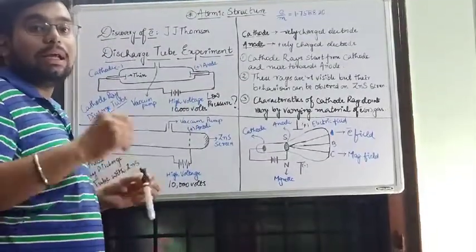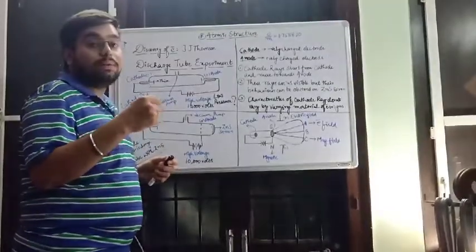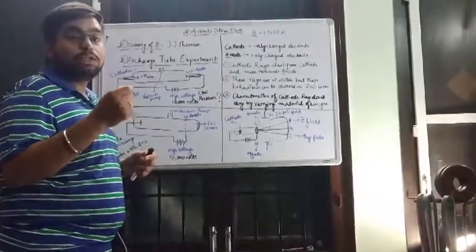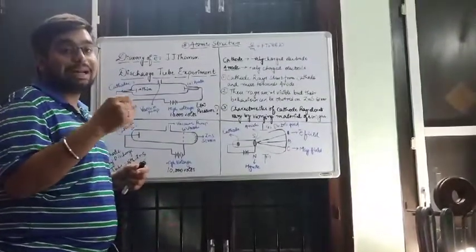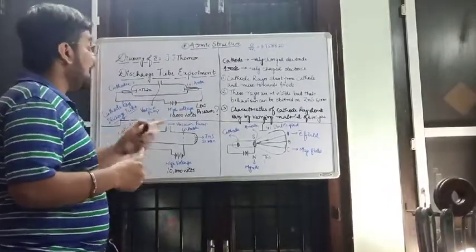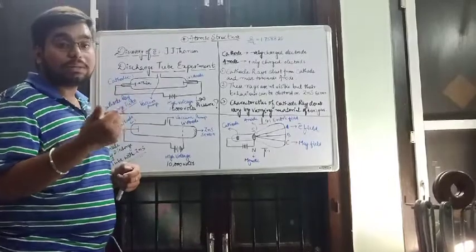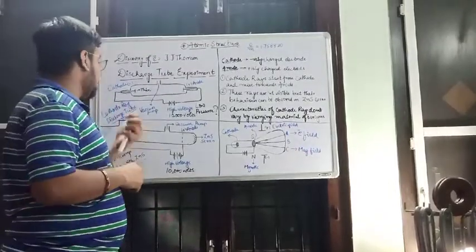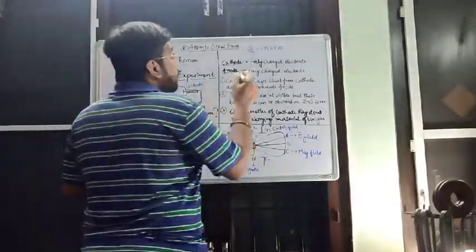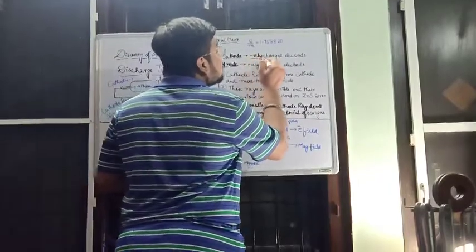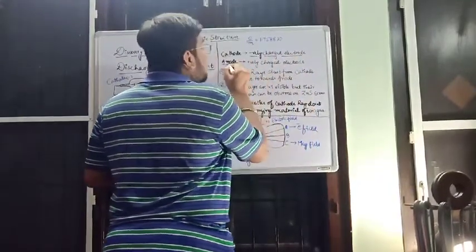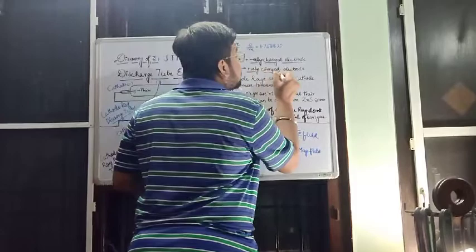We know that cathode is a negative electrode towards which cations are attracted, and anode is a positive electrode towards which negative ions, that is anions, are attracted. So cathode is a negatively charged electrode, whereas anode is a positively charged electrode.